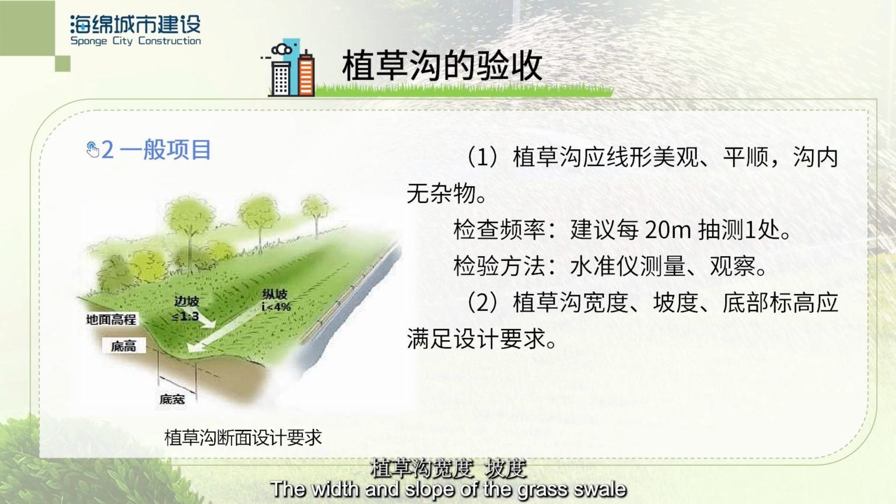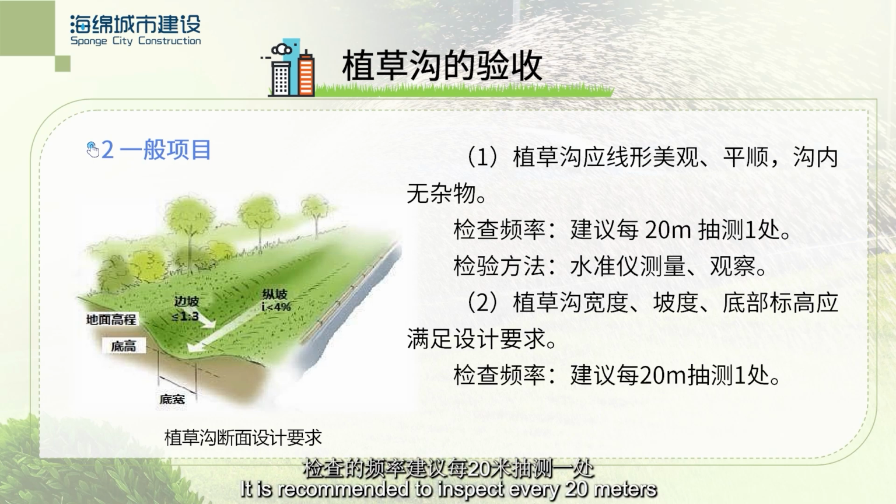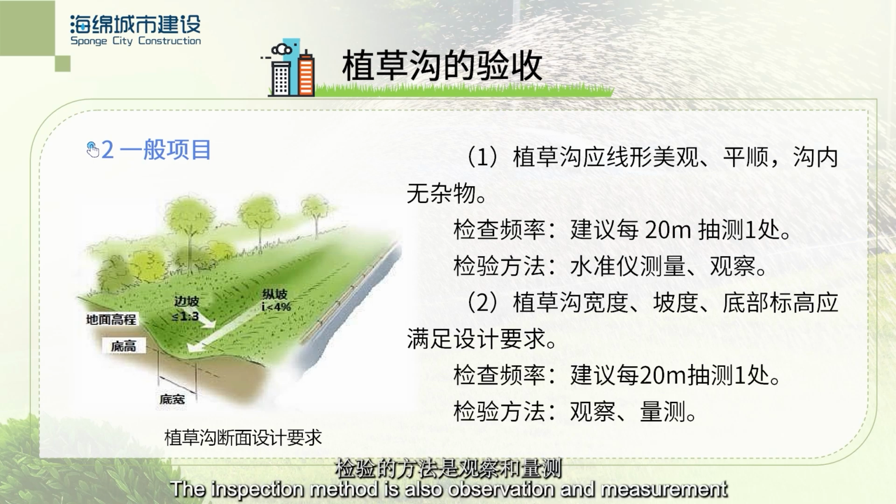The width and slope of the grass swale and the elevation of the bottom should meet design requirements. It is recommended to inspect every 20 meters. The inspection method is also observation and measurement.